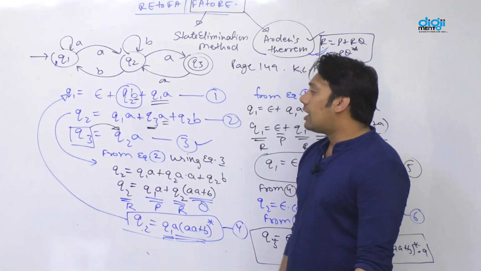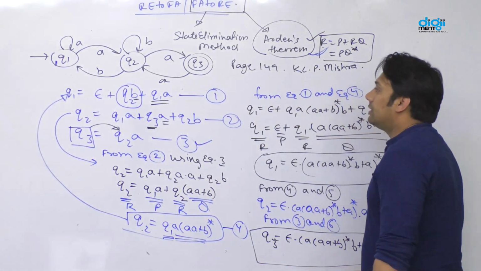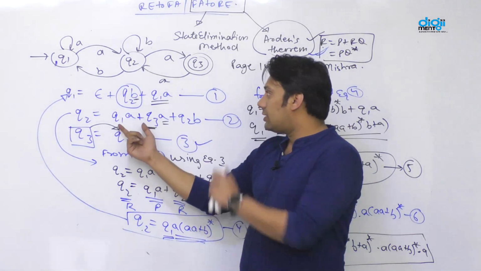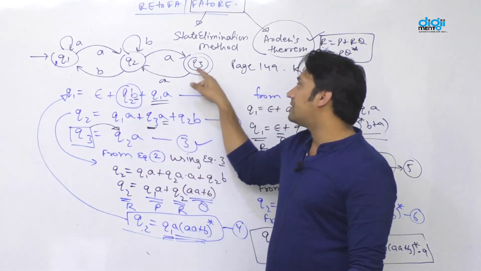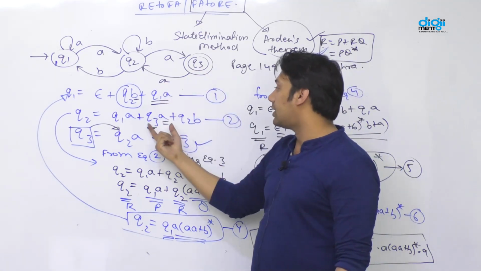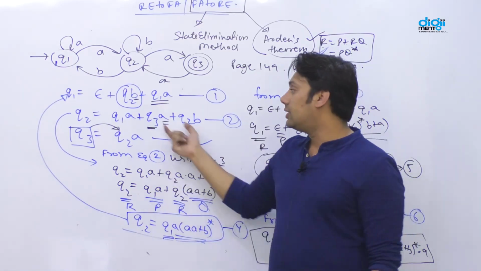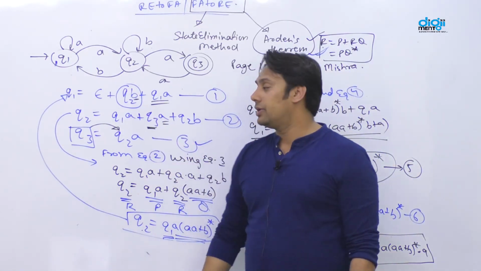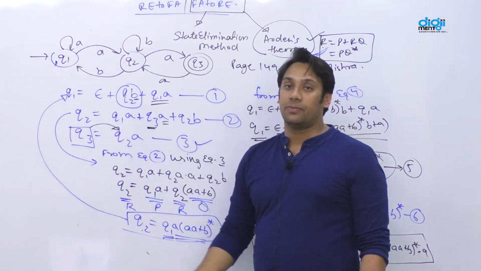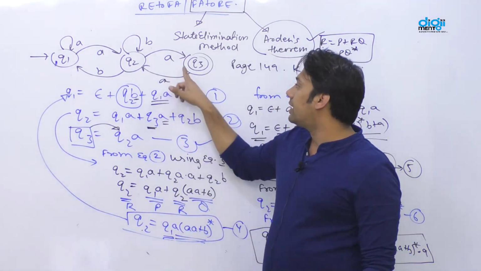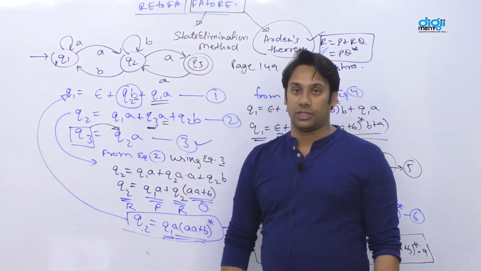In the same way, how can you reach to the state q2? If you are present at the state q1 and you are looking at a symbol a, or if you are present at the state q3 and you are looking at a symbol a, or if you are present at the state q2 and you are looking at a symbol b, then you can reach to the state q2. In the same way, how can you reach to the state q3? If you are present at the state q2 and you are looking at a symbol a, then you can reach to the state q3.